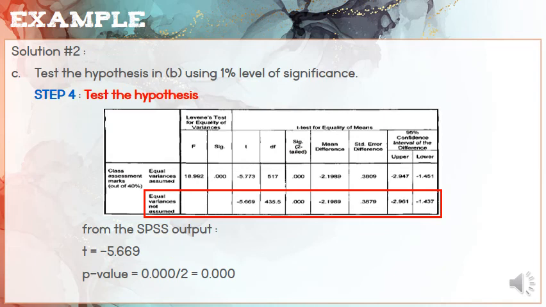Now, we can test our hypothesis. So, from the SPSS output, kita boleh tengok our traditional, kalau menggunakan traditional method, T kita negatif 5.669. Kalau guna p-value, p-value-nya adalah 0. Kenapa saya bahagi dengan 2? Because this is a one-tail test. Okay, please keep in mind, one-tail p-value untuk independent test kena bahagi 2.